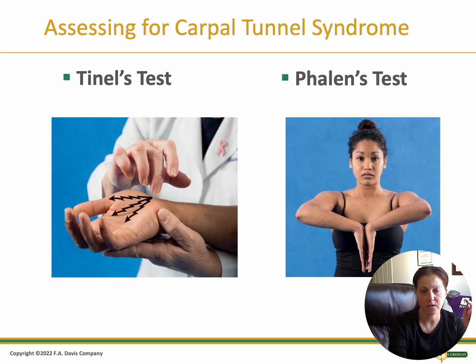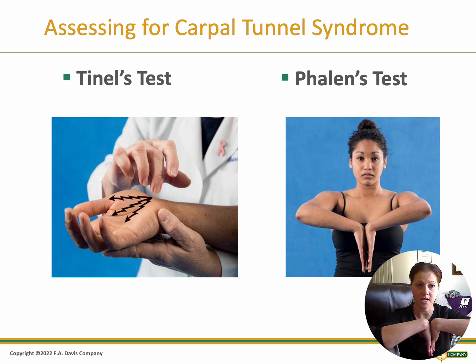And then you have your Tinel's and your Phalen sign, which are simply tests to determine if the patient is at risk for carpal tunnel. The Tinel's is simply having the patient squeeze their wrist and then open it, and then tapping the median nerve that's located right at the center of the wrist, slightly near the radial pulse.